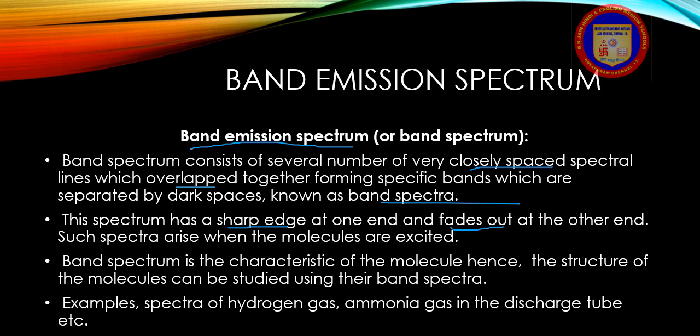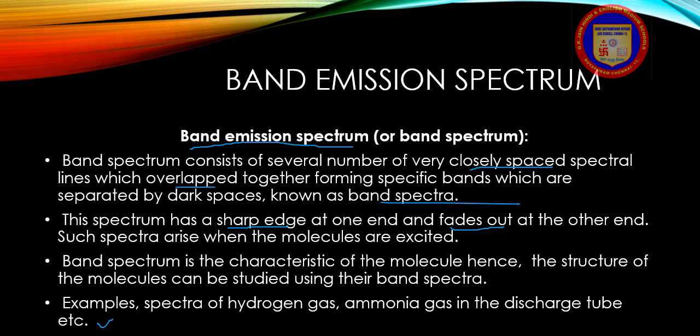Such spectra arise when molecules are excited. Band spectrum is the characteristic of the molecule. Hence, the structure of the molecule can be studied using their band spectra. Examples are the spectra of hydrogen gas, ammonia gas in the discharge tube, etc.